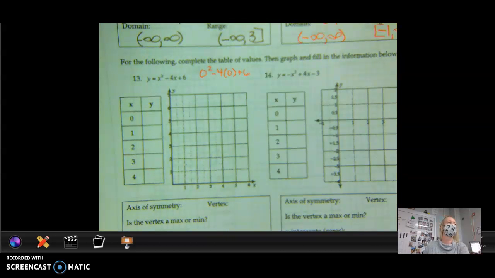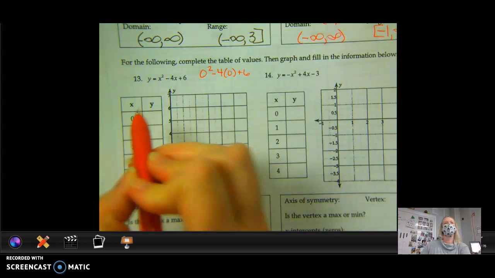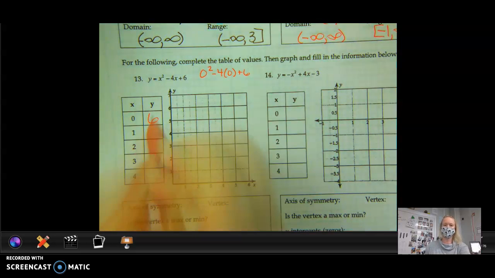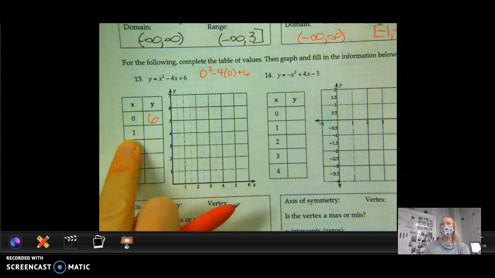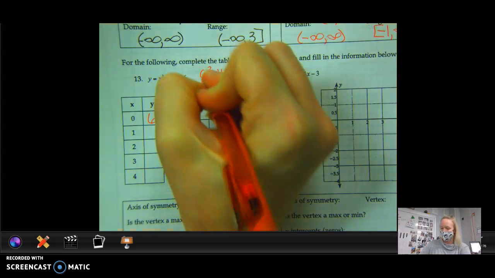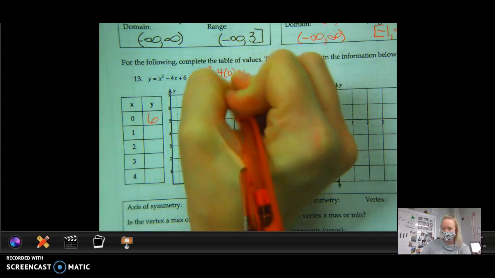Does that help a little bit? Okay. So how much is that, guys? 6. Okay, now we're going to plug in 1 for x. It says 1 squared minus 4 times 1 plus 6.